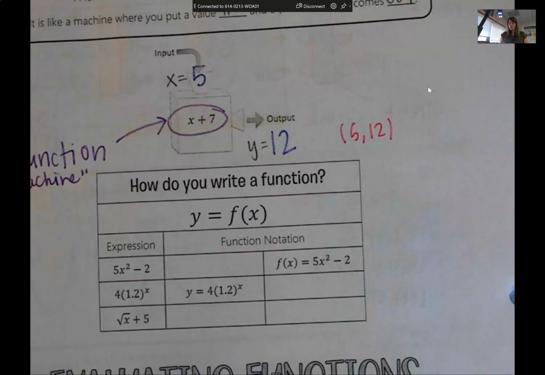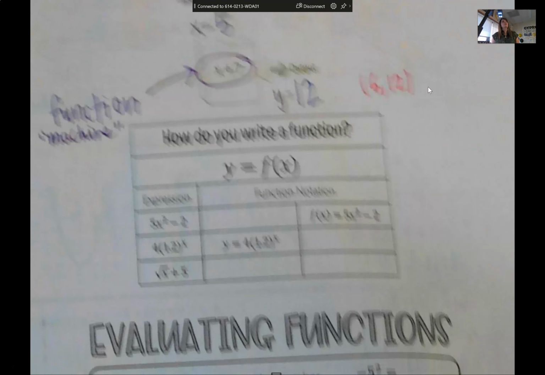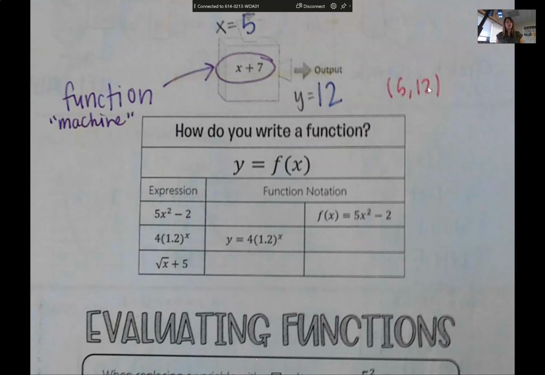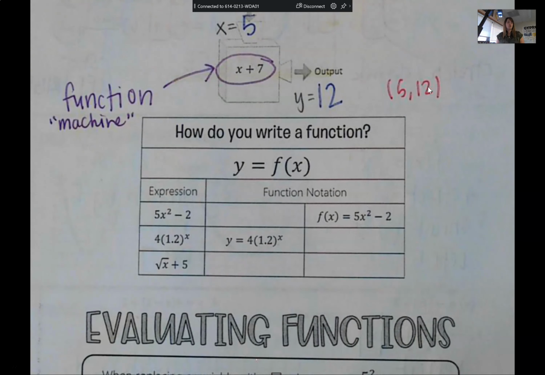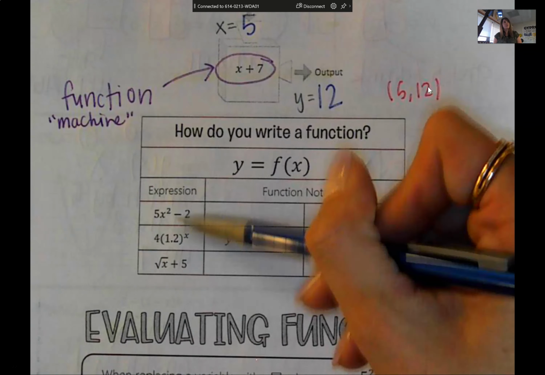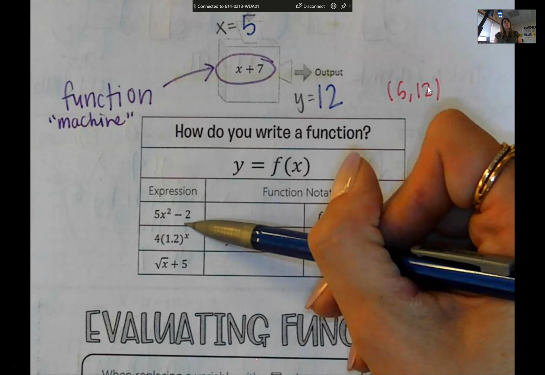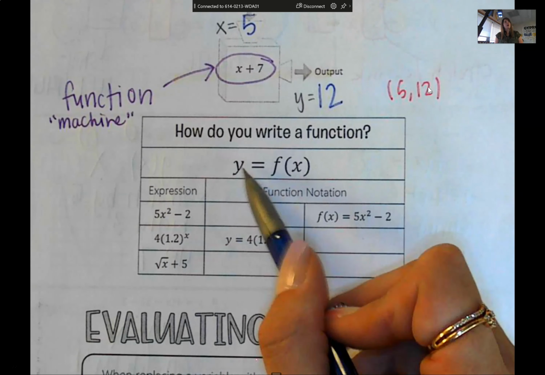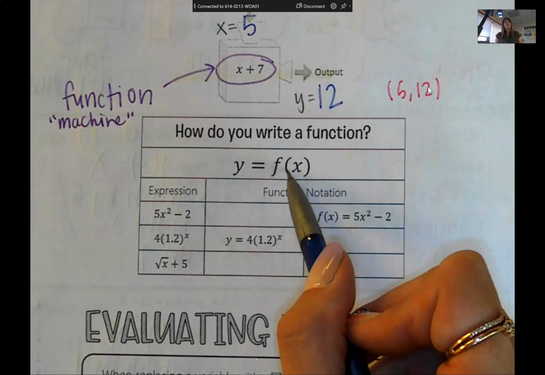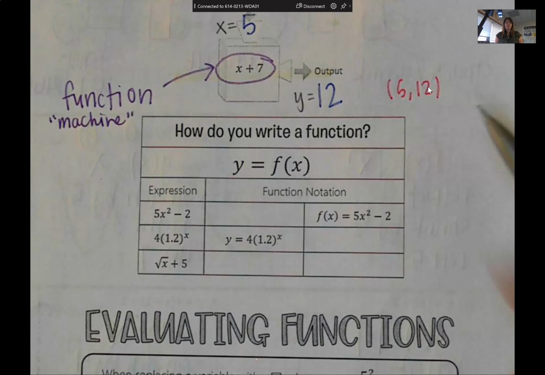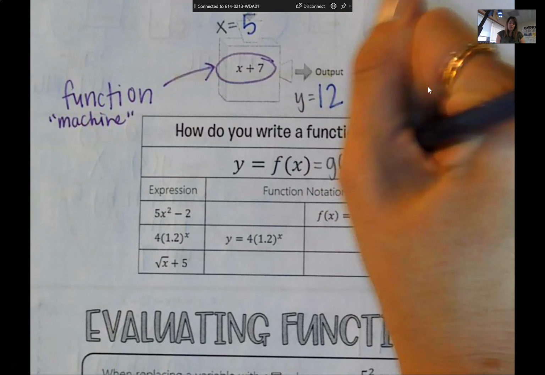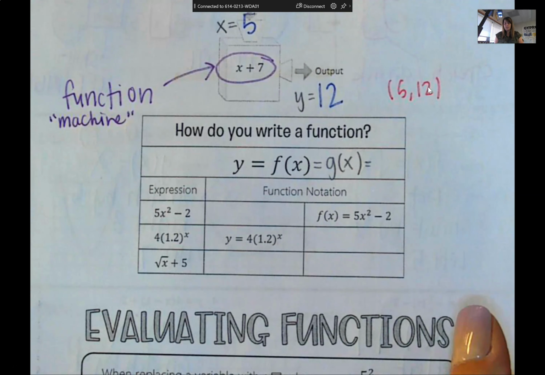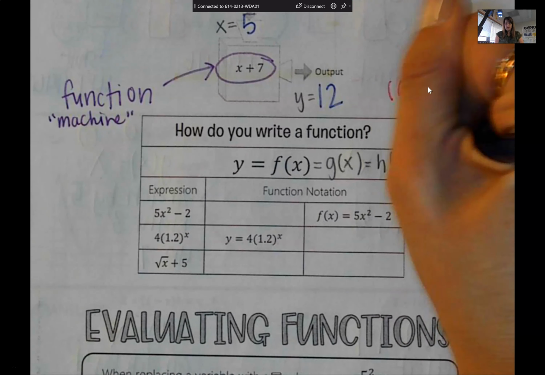So how do we know when something is a function? This little box below is just giving you the framework for how you know something is a function. In this column, it's just an expression. But once you put a y equals or an f of x equals on it, then it becomes a function. We also know some other names. We know g of x, and there's one more we see a lot. Do you know what one that is? H of x.